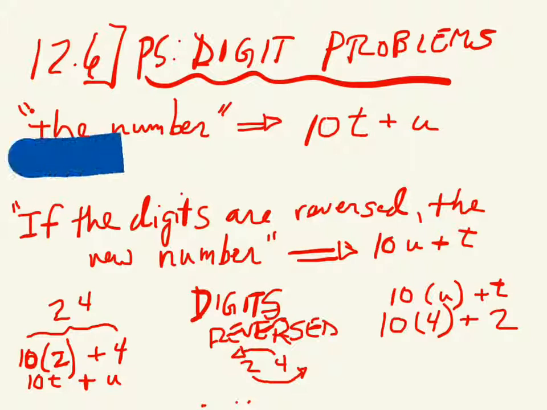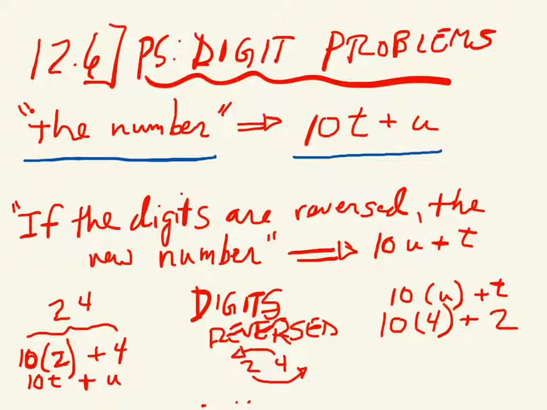When they say the number, you need to write this, 10t plus u. Now let me tell you what t stands for. We're talking about two-digit numbers. T stands for the tens digit, okay? And u stands for the units digit. Okay, so like a number like down here, 24, 2 is the t.